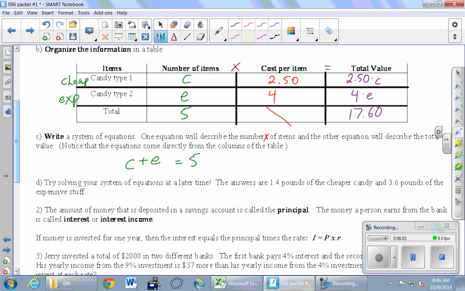And then the other equation comes from the last column. You've got the value of the cheap candy is 250C. The value of the expensive candy is 4E, but the total value of all that candy is supposed to be 1760. So it's the same format for the equation. 250C plus 4E equals 17.60.